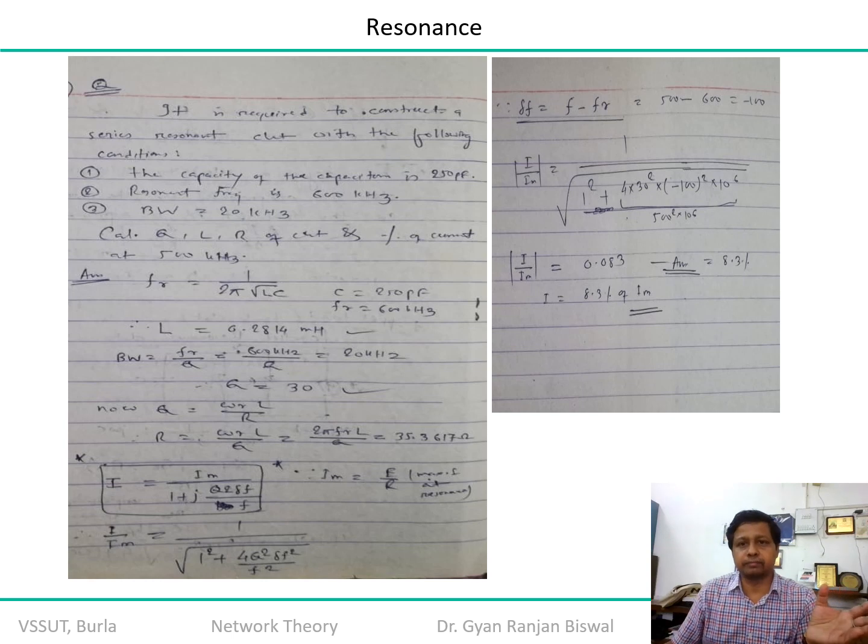So your change in frequency is F minus FR, that is 100 kilohertz. If you compare with the standard equation, 1 upon root over 1 plus 4 Q square delta F square upon F square, the change in frequency is minus 100 into 10 raised to 3 hertz, and F is 500 kilohertz, so it is 500 square into 10 raised to 6. Q factor is 30, so 4 into 30 squared. Q factor is a dimensionless quantity. So you substitute here, you are getting 0.083. That means 8.3%. So the value of I is 8.3% of the IM.